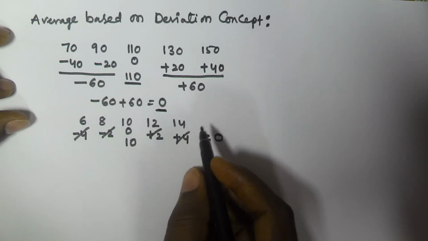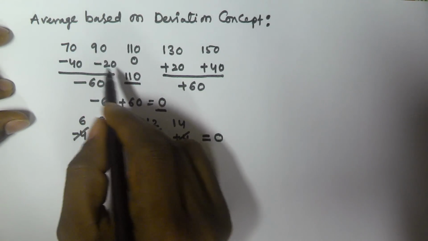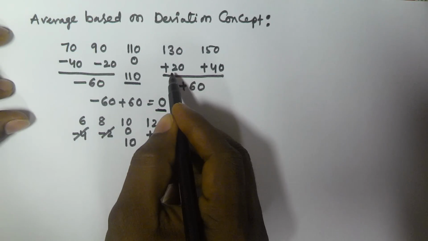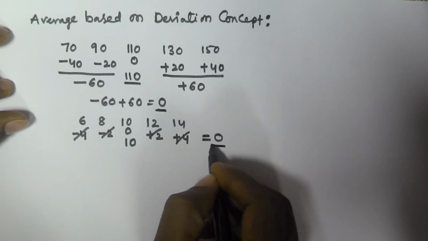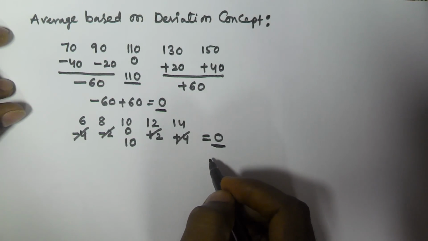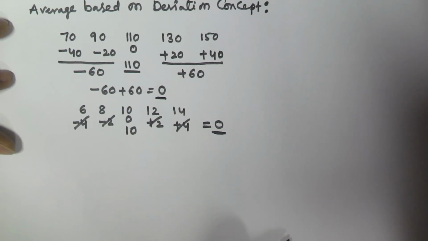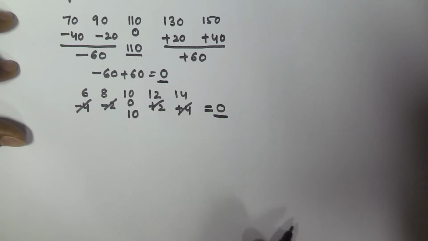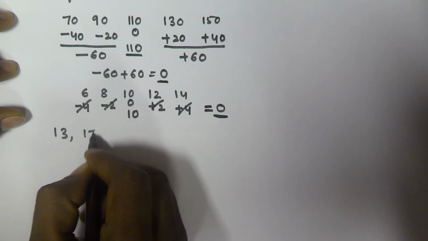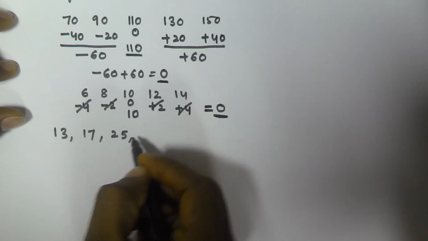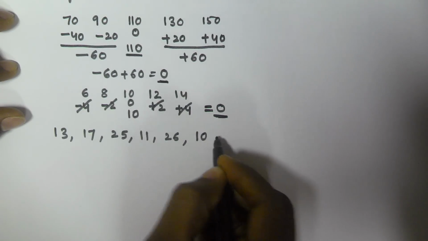So you have to remember, the average of given numbers makes negative deviation and positive deviation, and the sum of negative and positive deviations is always going to be 0. Now let's solve a problem based on this concept.